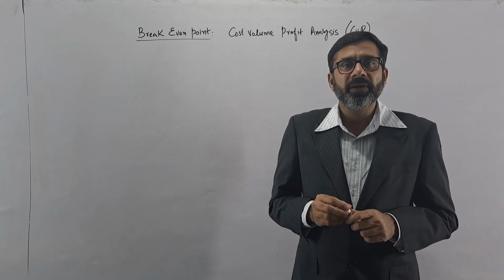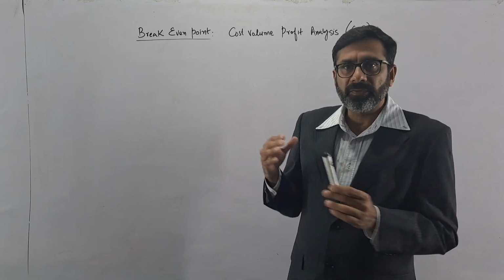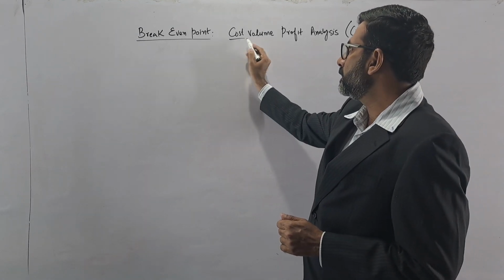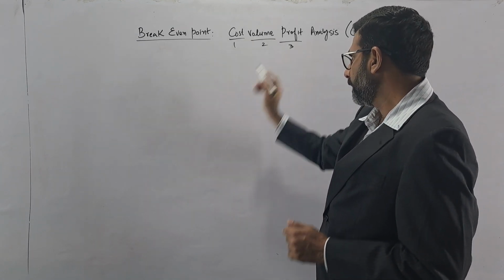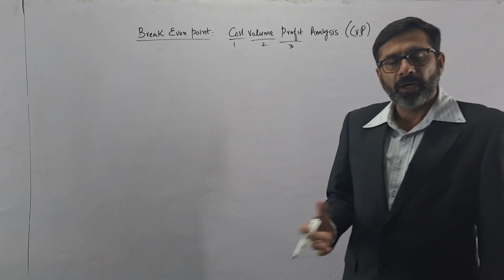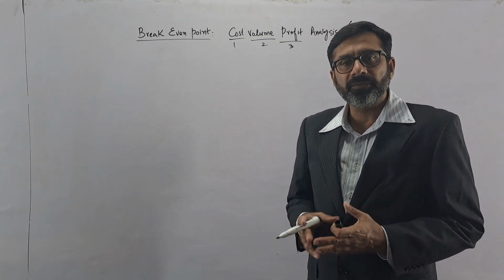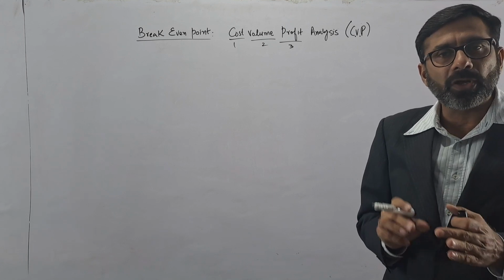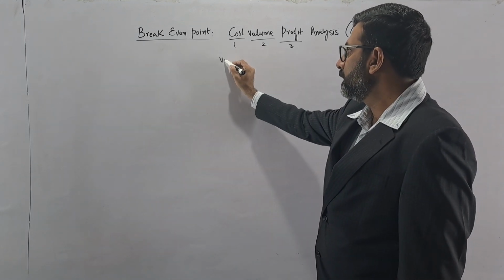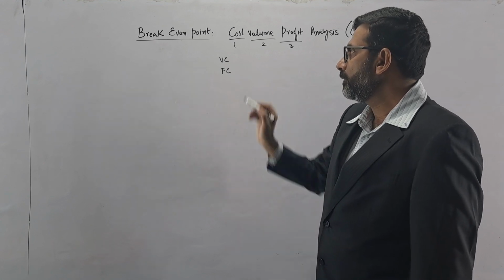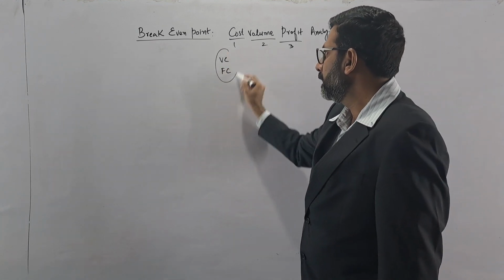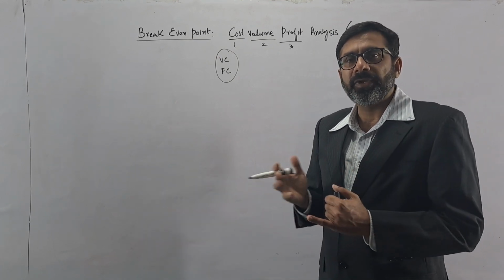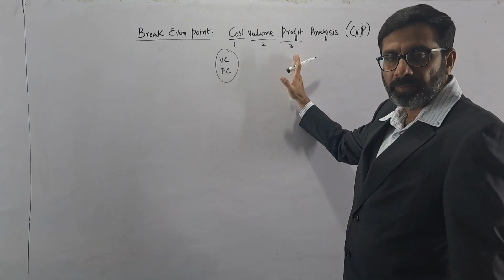So what is the concept of the break-even point, or of the cost, volume, profit analysis? In a simple way, we have three ingredients here. The cost of the product. When we talk about the cost of the product, it is not only a fixed cost, it is not only a variable cost, it is both the fixed cost and the variable cost. So we have to consider that if there is a change in the cost, either a fixed cost change or a variable cost change, will it change the profitability?